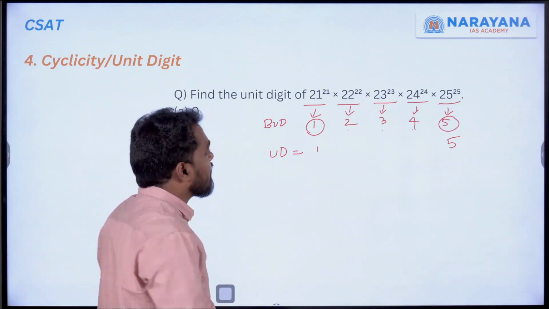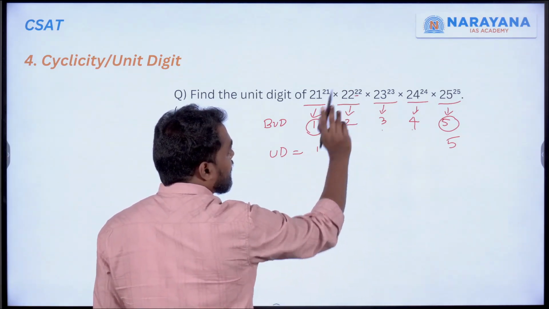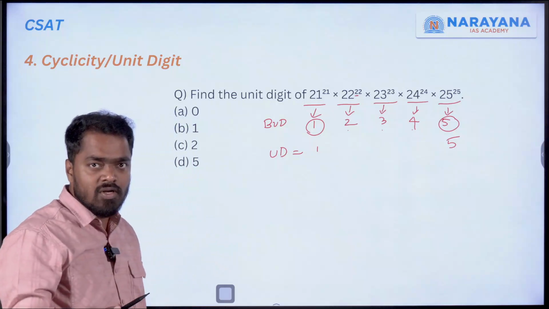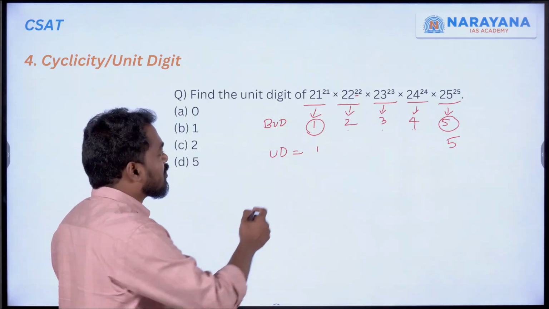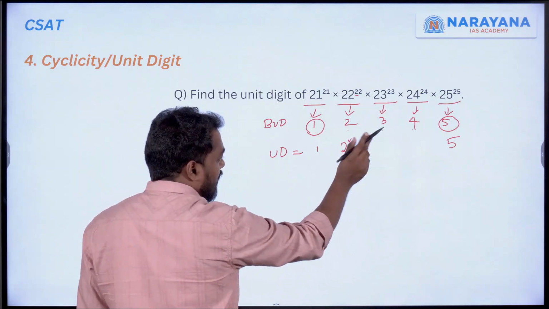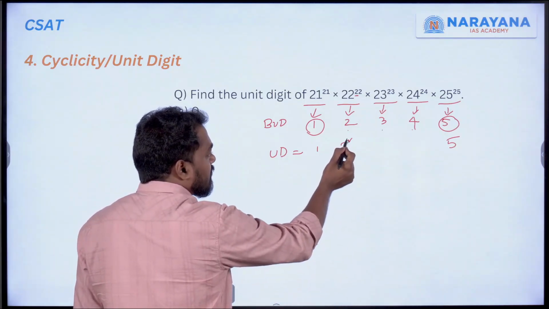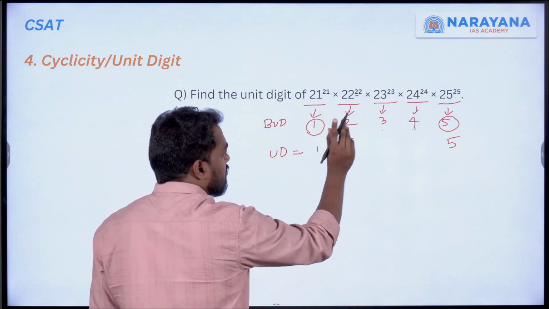Take the power, divide it with 4. So what is the power? 22. If you divide it with 4, 4 5s are 20, the remainder is 2. So the unit digit is 2 square. So that is nothing but 2 square.